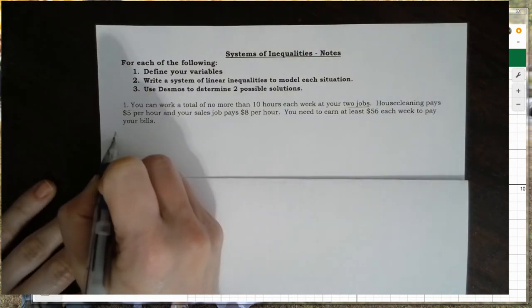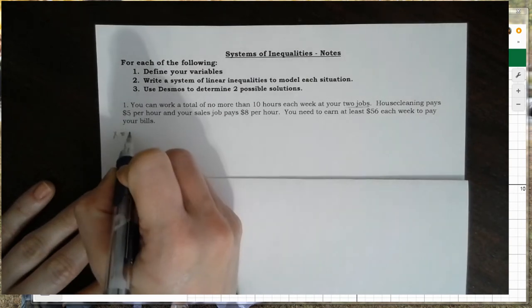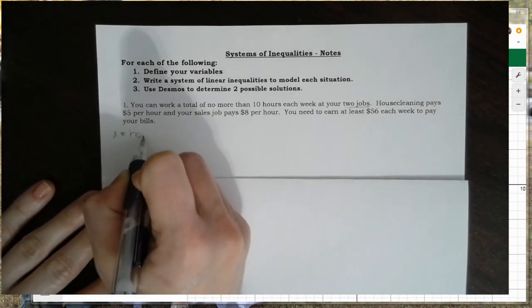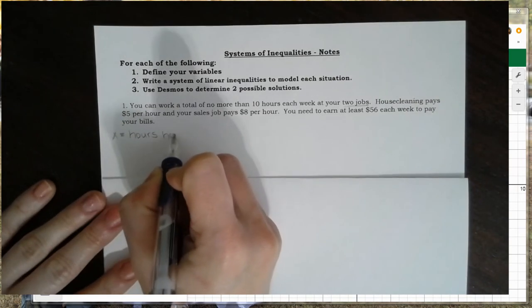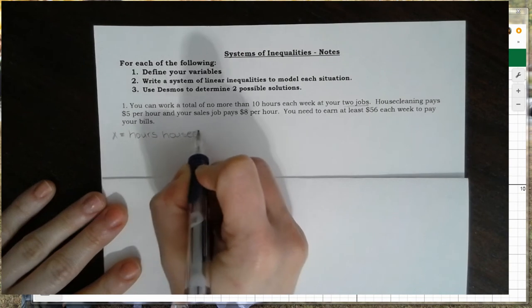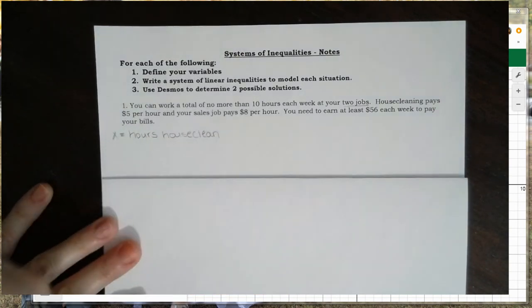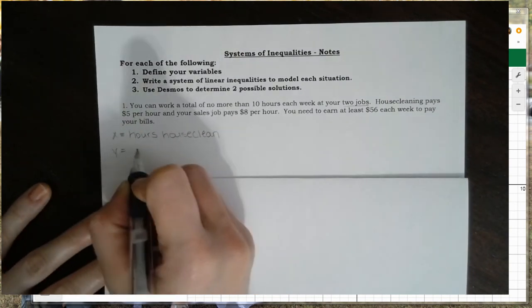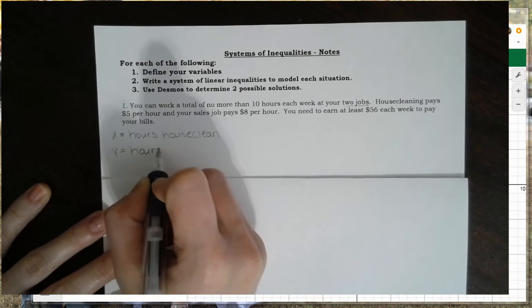So I'm going to define X as my hours house cleaning. And Y is going to be hours at sales job.